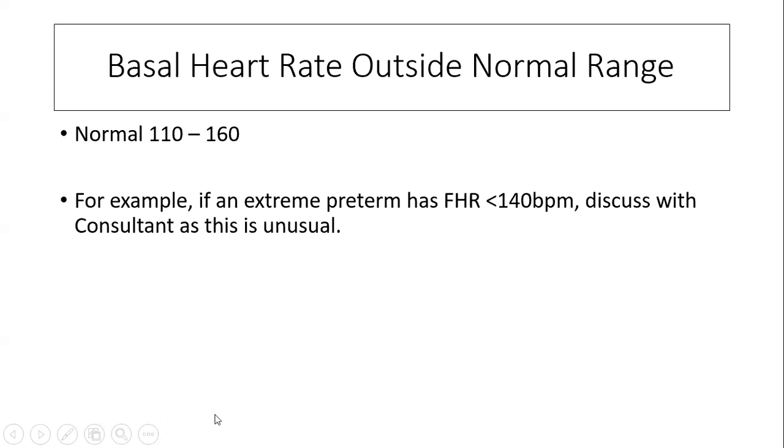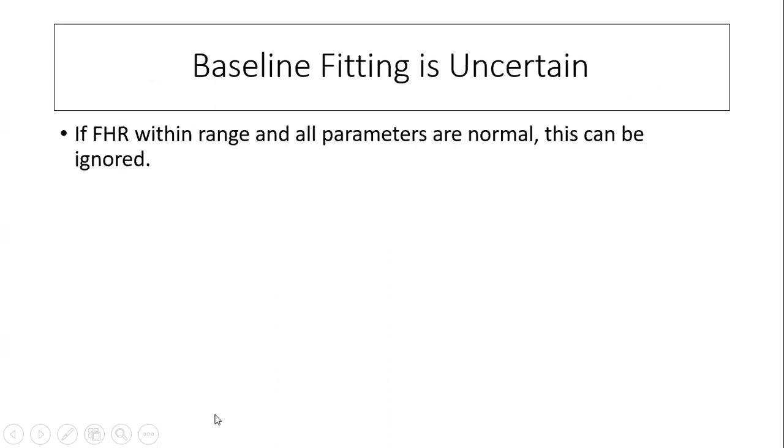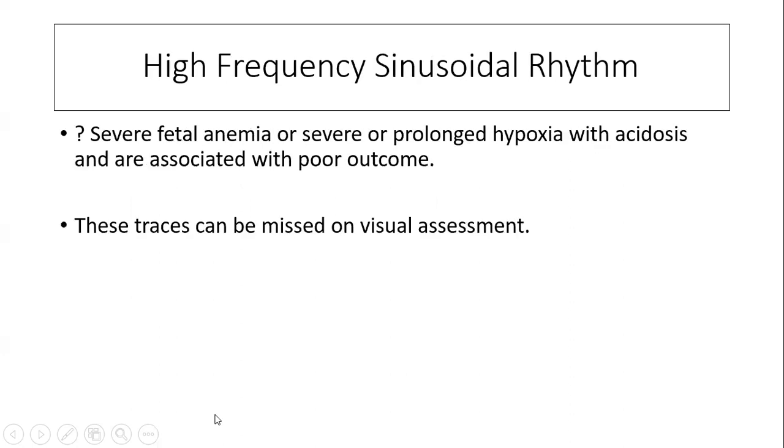If the baseline is outside the normal range, you need to think about why that is happening. For instance, if you have an extreme preterm baby whose baseline is sitting at about 105, you need to question yourself and talk to your consultant and try to understand, is there a congenital heart block, for instance? If the baseline fitting is uncertain, but all other parameters are normal, you can ignore this reason for criteria not met. High frequency sinusoidal rhythm is when there's severe fetal anemia or severe prolonged hypoxia. When you see this, there's a risk of poor outcome and you need to expedite delivery.